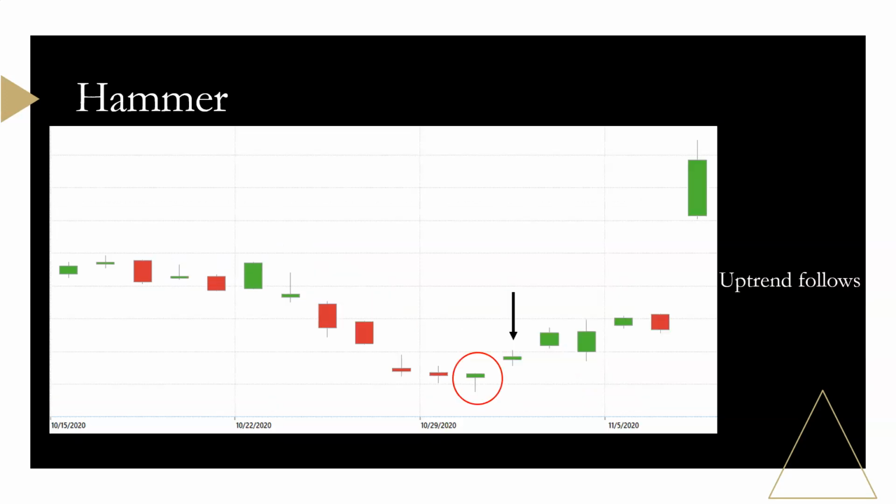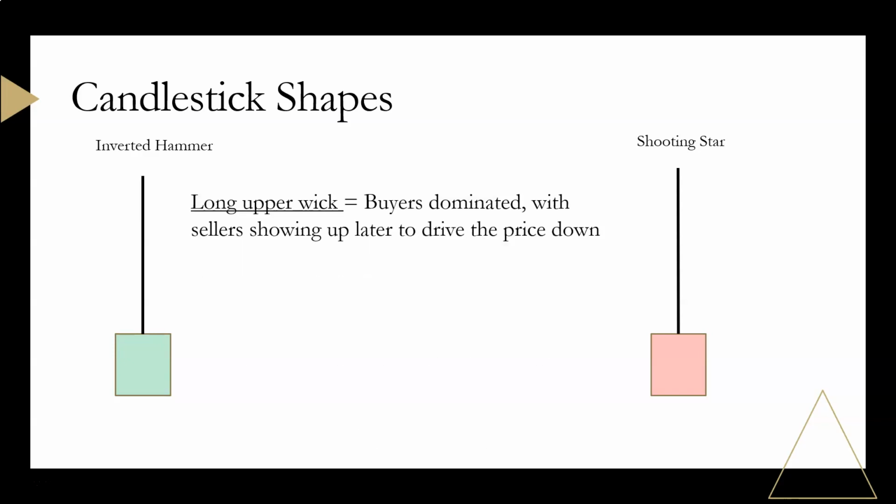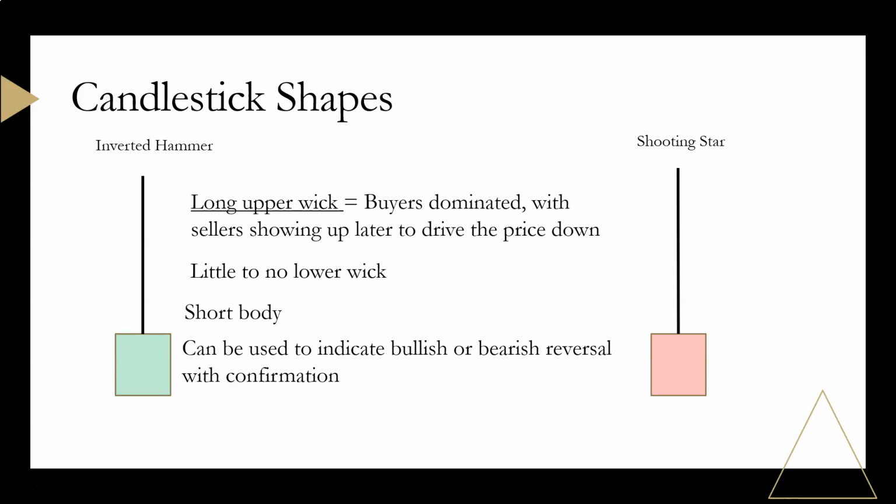And as you can see, uptrend follows. Now, opposite of the hammer and the hanging man would be the inverted hammer and the shooting star. Both of these will have long upper wicks with relatively no lower wick at all. Small bodies, and again, like the hammer and hanging man, are used to indicate bullish or bearish reversals with confirmation, meaning what is the result of the rematch.